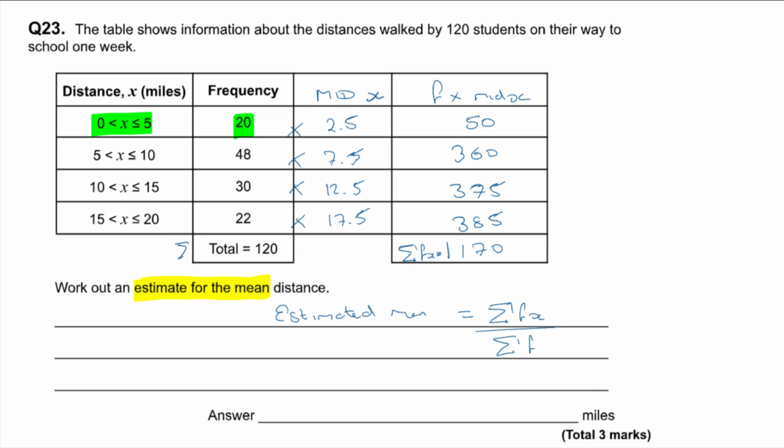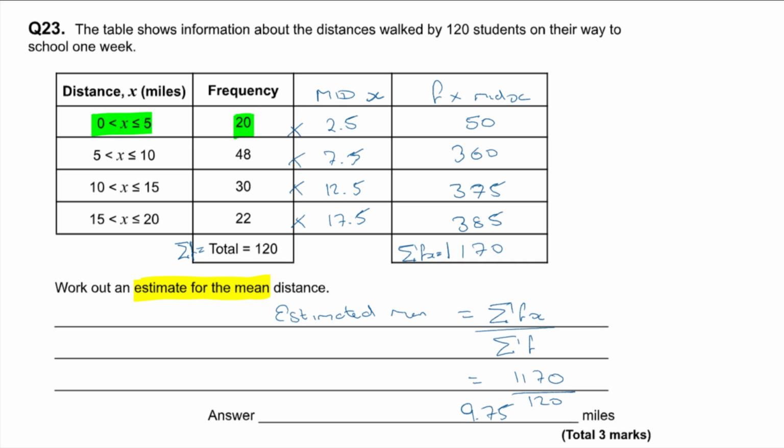Yeah, sigma has a real meaning, kids. It doesn't mean what you think it means. It's a Greek letter. Come on. So sigma f is equal to 120. So that's 1170 divided by 120. So what's that then? 1170 divided by 120. That comes to 9.75.